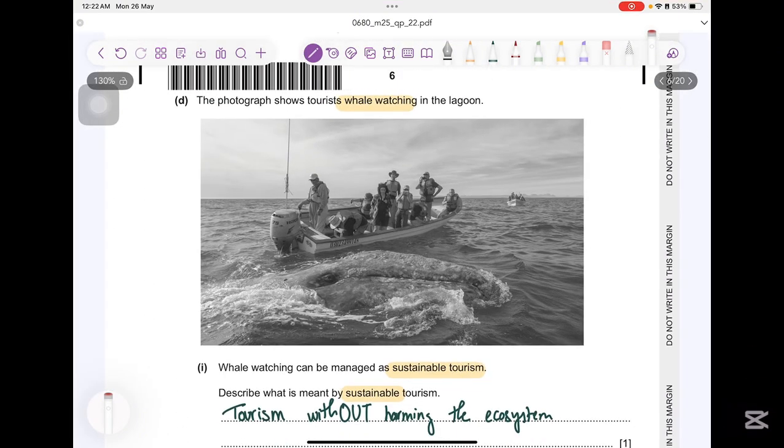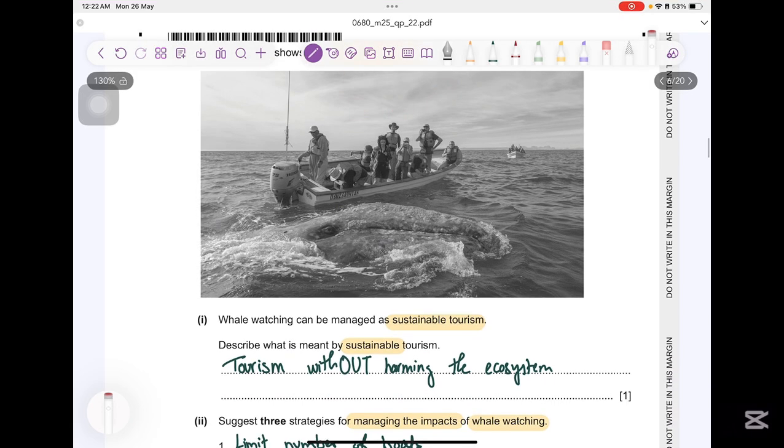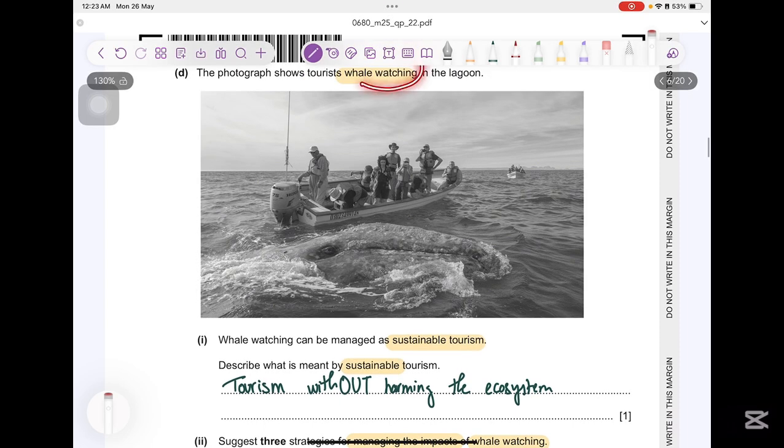The photograph shows tourists whale watching in the lagoon. Describe what is meant by sustainable tourism. What is sustainable? Sustainable is something that we're doing with least or no harmful effect on the ecosystem. Like, in this case, we're whale watching. Whale watching tourism happens, but without harming the ecosystem.